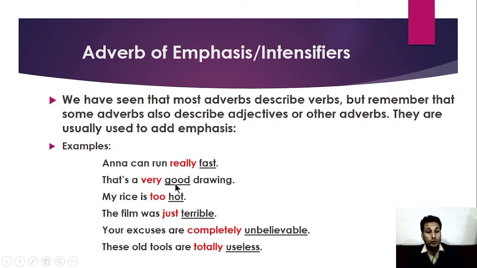That's a very good drawing. Good is an adjective, and very brings intensity or emphasis to the meaning of good. So that is why an adverb is modifying an adjective. My rice is too hot. Hot is an adjective and too is an adverb. So the adverb brings intensity to the meaning of the adjective. The film was just terrible. Terrible is an adjective, and here just is an adverb, so it brings intensity to the meaning of terrible.